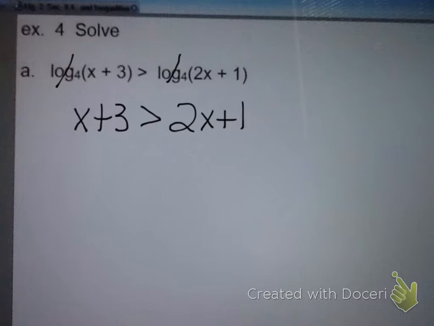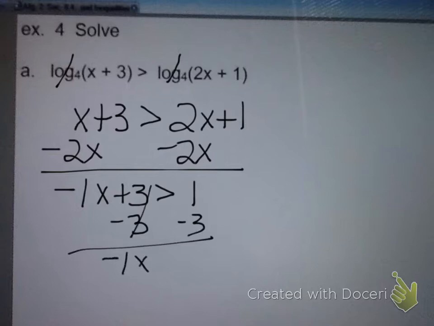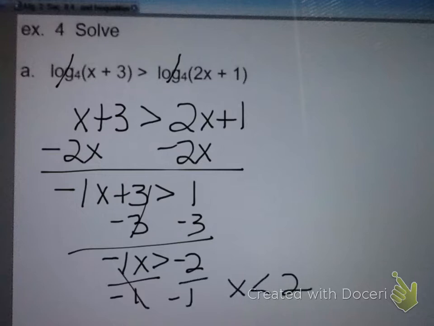Now I know what you're thinking. You want to subtract x on both sides, but remember, when you have an inequality, x needs to be on the left side. So I'm going to go ahead and move the 2x first. Then I'm going to subtract the 3. Negative 1x is greater than negative 2. Remember, when you divide by a negative number, you must flip the inequality, so that's x is less than 2.